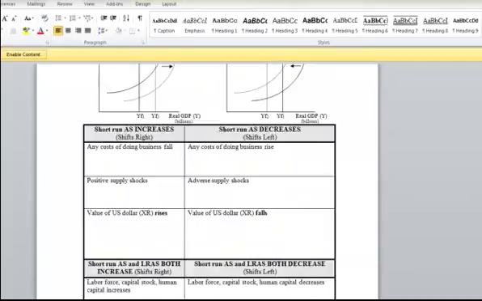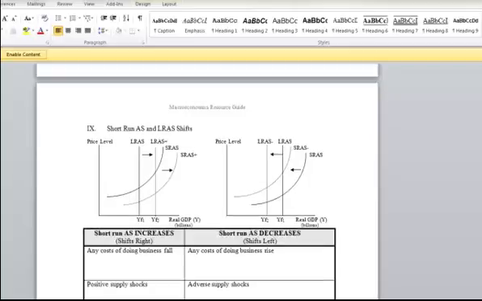Okay, now this gets kind of ugly, I know. I have to redo this, but anyway, for now we're going to live with it. This is showing the long run and the short run aggregate supply curve shifting at the same time to the right. This is an increase. This graph is showing the long run and the short run decreasing or shifting to the left. Both are decreasing.